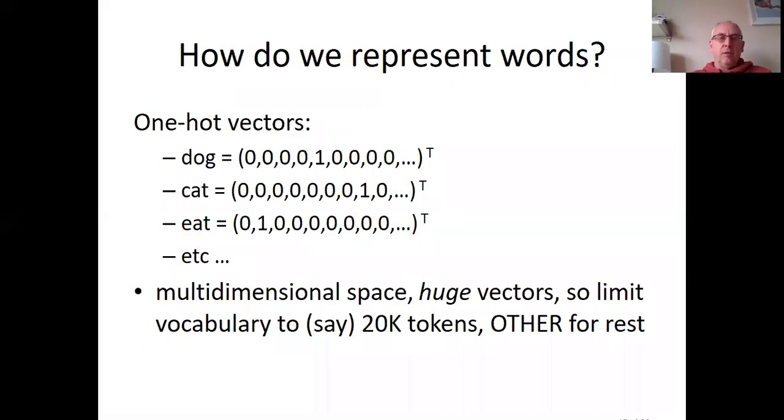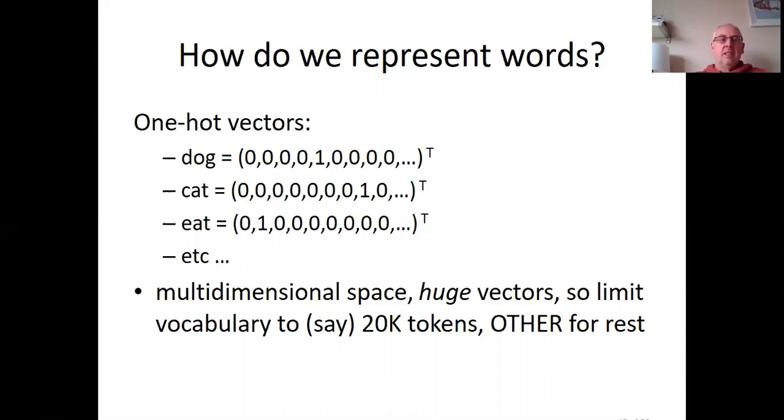Okay, starting video 4 then on our sequence of videos on neural machine translation. How do we represent words? Well, we use one hot vectors. A one hot vector is a vector which is composed entirely of zeros except for one entry where there is a 1. This distinguishes each word. So each word has a distinct one hot vector.